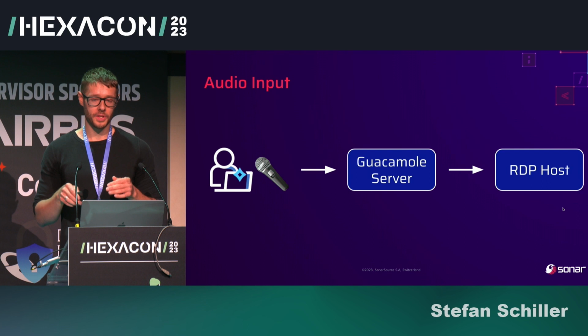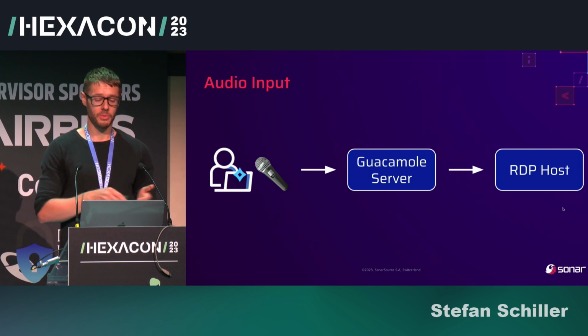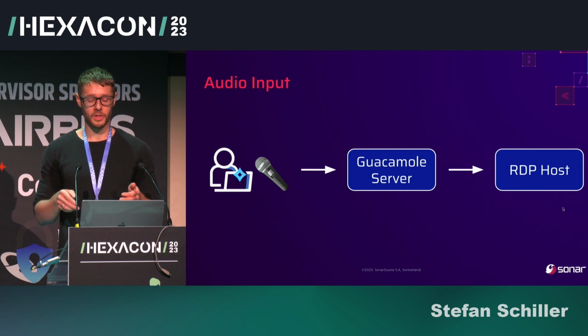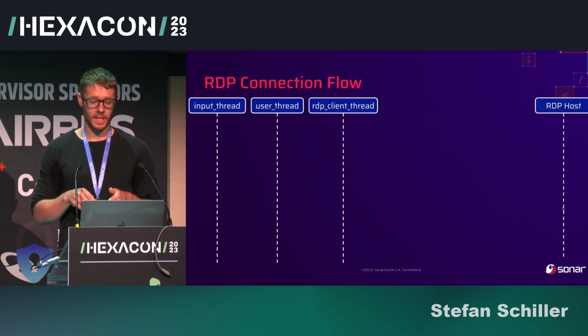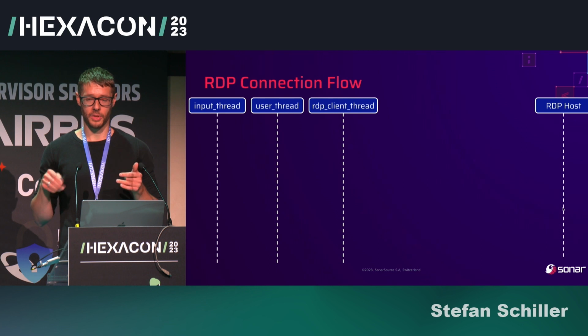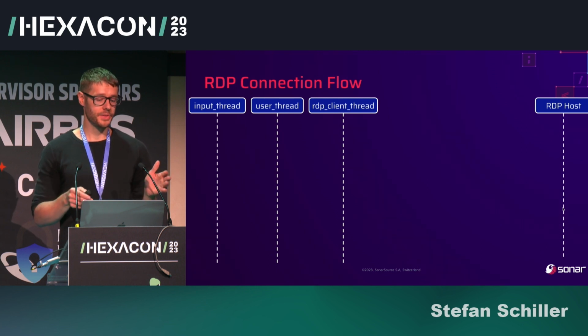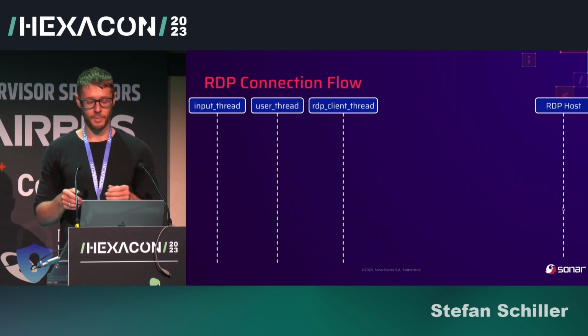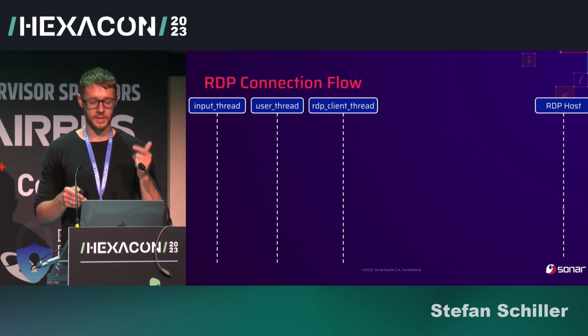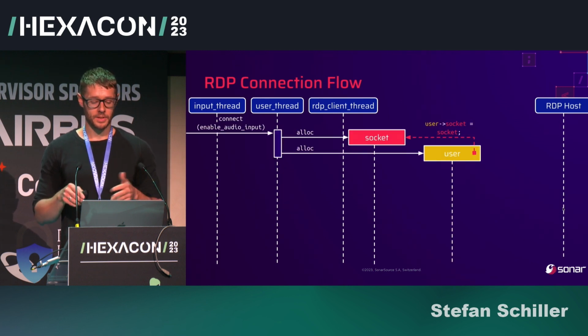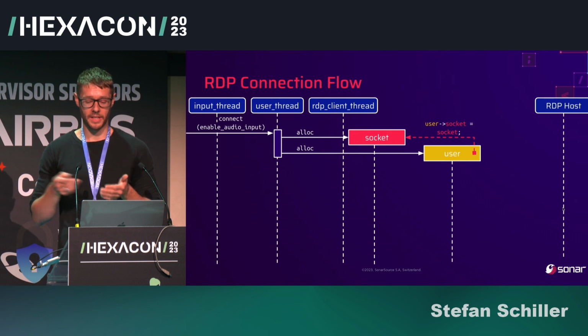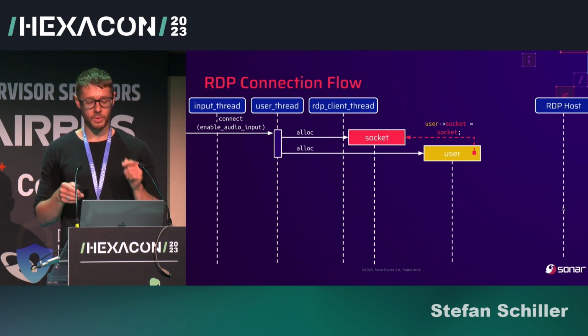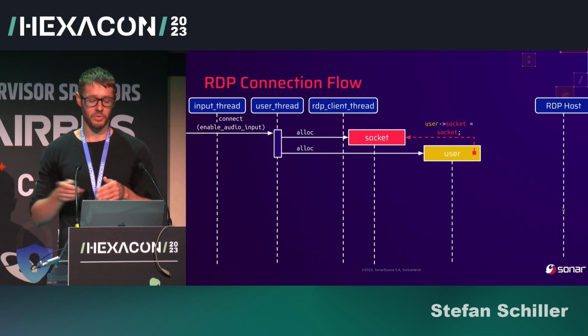This feature allows the user to transmit audio data from a locally attached microphone to the Guacamole server, which is then forwarded to the RDP host. Let's have a look at the related RDP connection flow. Mainly, there are three threads involved here: the input thread, the user thread, and the RDP client thread. The user thread handles the initial connect instruction and allocates two data structures, one for the socket and one for the user. And the user holds a pointer to the socket allocated before.